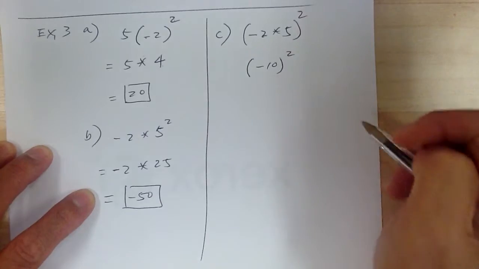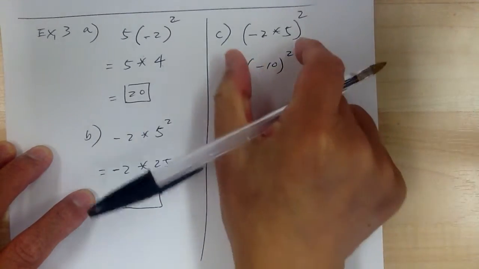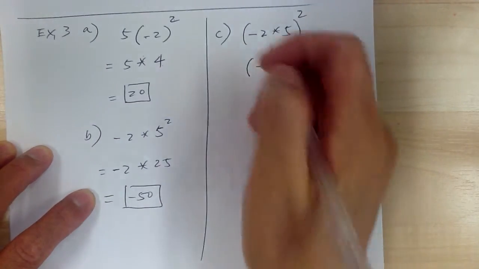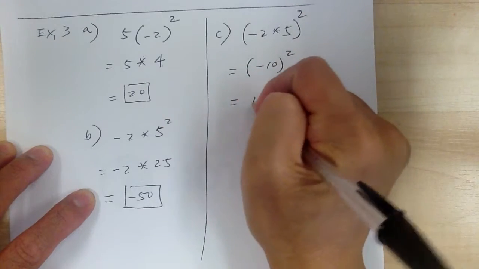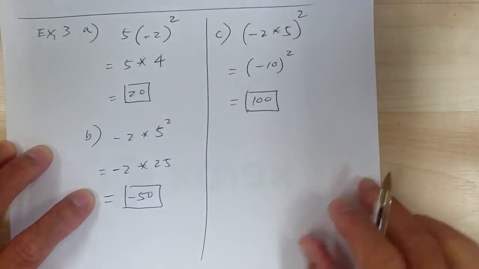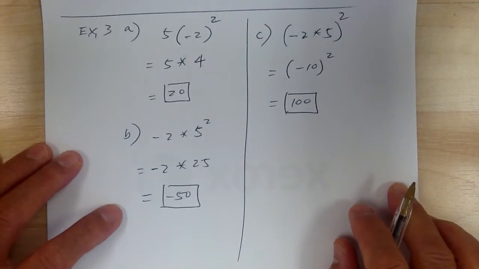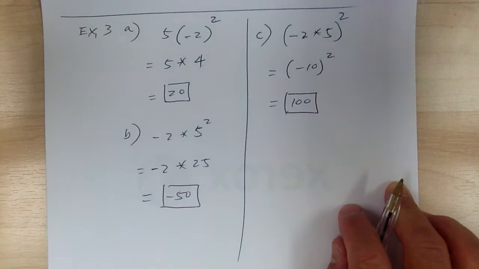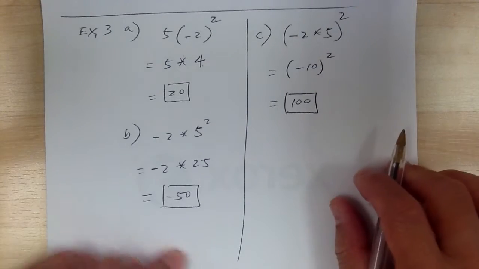So you need to know your order of operations. Again, you have to do the grouping first. Then after that, you go and square that. You get 100. Okay, and that's it. So make sure you know how to use the power rule. Okay, so let's go and do some practice.